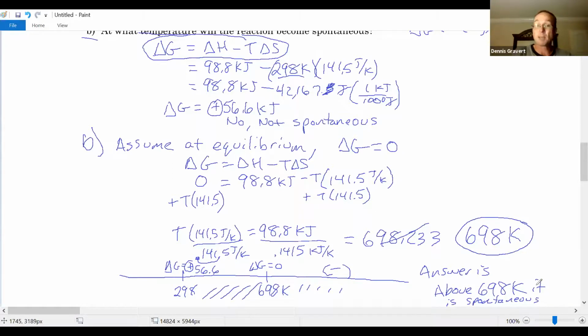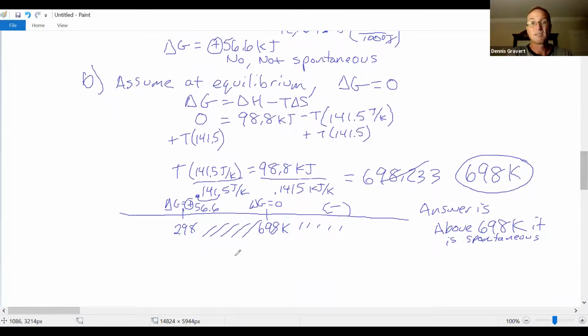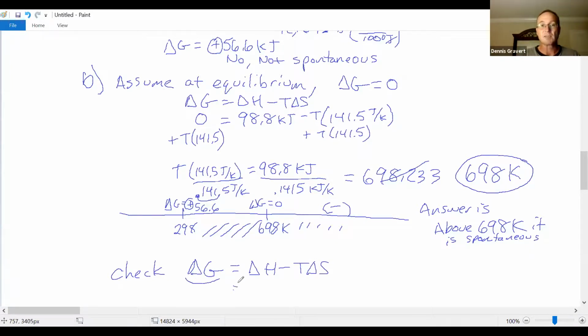And you know what? If you have time on the exam, I would check that. So let's check. Delta G equals delta H minus T delta S. I want this to be negative, so let's find out if it will be if I go above 698. What's delta H? 98.8 kilojoules minus temperature. What's a temperature higher than 698? 699, I know. Pick a number that's easier to work with. How about 1,000? 1,000 Kelvin is definitely higher than 698. So let's pick 1,000 Kelvin, because the math's easier, times delta S, 141.5 joules per Kelvin.